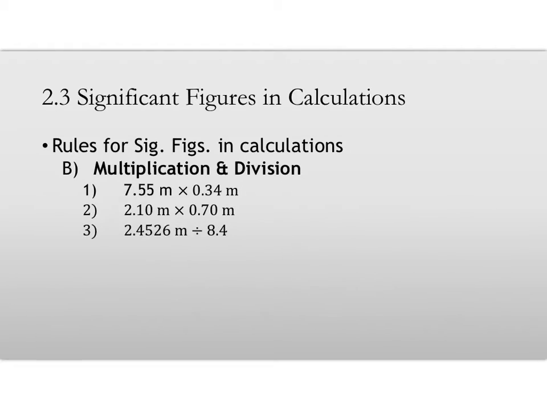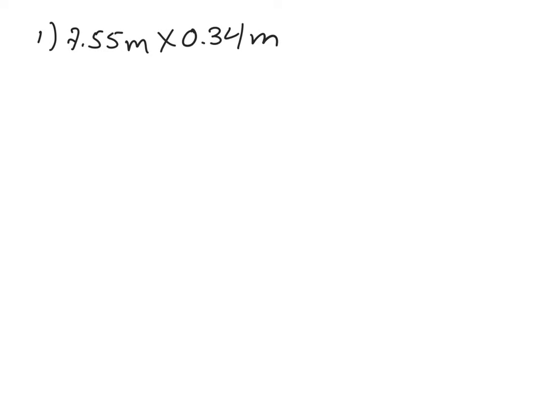As we can see here, I have 7.55 meters times 0.34 meters, 2.10 meters times 0.70 meters, and 2.4526 meters divided by 8.4. The first problem here is 7.55 meters times 0.34 meters. The first thing that I would do is to write it up and down in the multiplication. So you have it written like that.